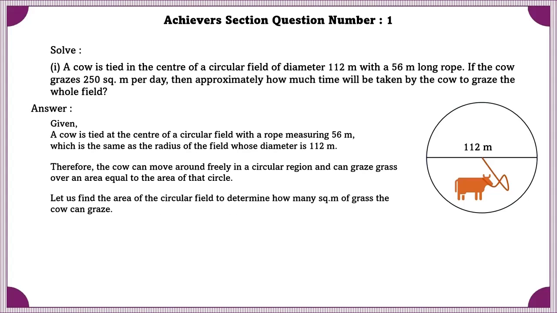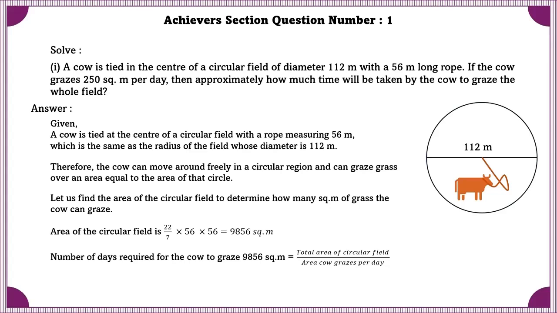Let us find the area of the circular field to determine how many square meters of grass the cow can graze. Area of the circular field is equal to 22/7 × 56 × 56, that is 9,856 square meters. Number of days required for the cow to graze 9,856 square meters is equal to total area of the circular field divided by area the cow grazes per day, that is 40 days. Therefore, the cow will take 40 days to graze 9,856 square meters.